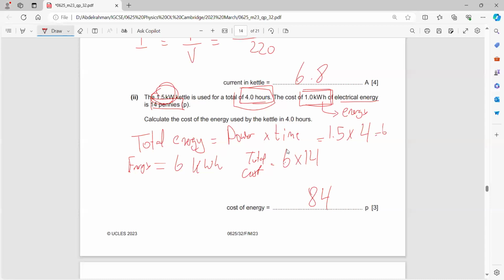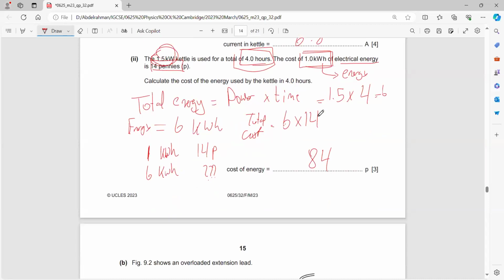If I tell you that 1 kilowatt hour is worth 14 pennies, then 2 kilowatt hours are 28, 3 are 42. You'll keep on multiplying. In this part, you can use cross multiplication. If 1 kilowatt hour is worth 14 pennies, what is 6 kilowatt hours worth? You'll just cross multiply: 6 times 14 divided by 1 gives a final answer of 84 pennies.